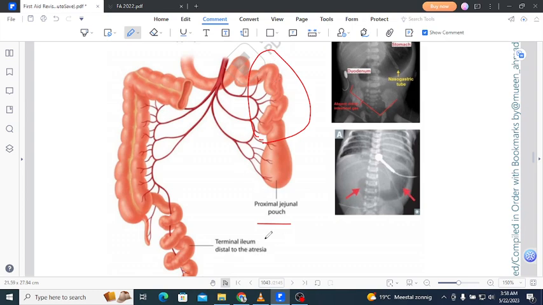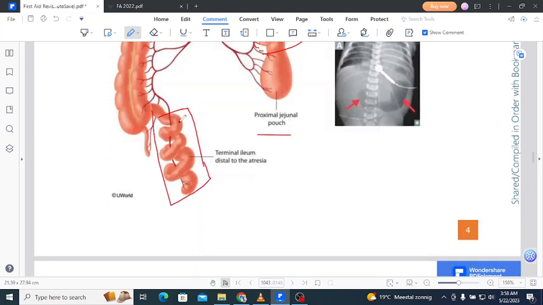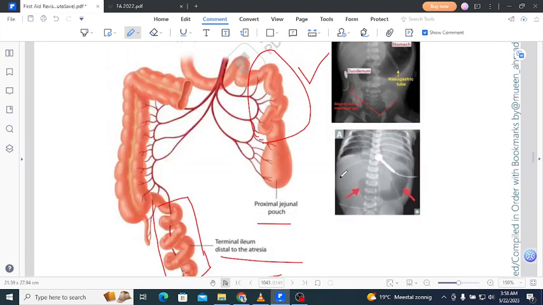Maybe, I'm not sure. And no, this is the apple peel appearance. It is also an apple peel, and this is also an apple peel appearance. So terminal distal ileum looks something like an apple peel, as if you are a master of peeling off the apple and you scrub it off like that. So this is a classic apple peel appearance which is depicted over here.